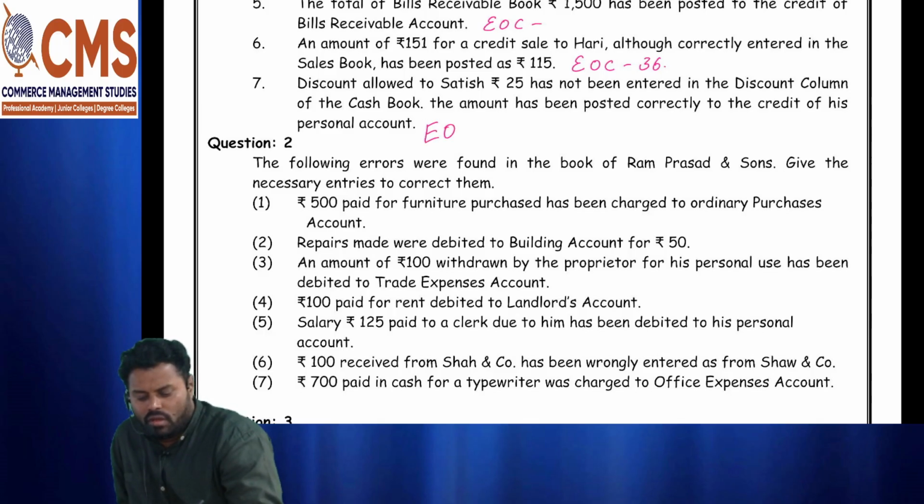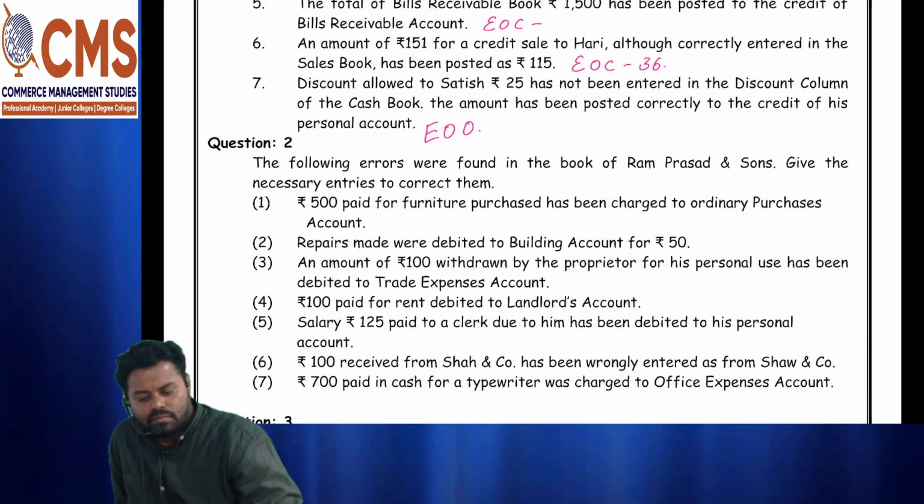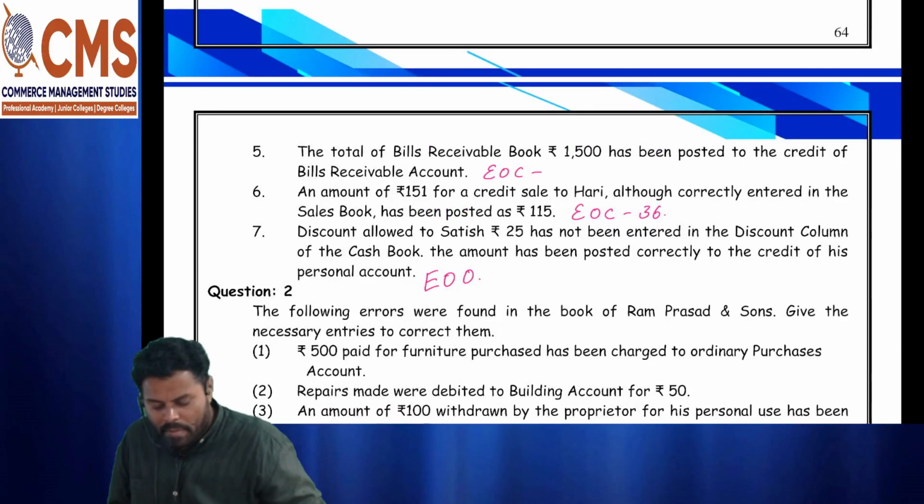Error of omission. You forgot to write that 25 in the discount allowed column of cash book. Is this clear? Right, let's prepare the solution.